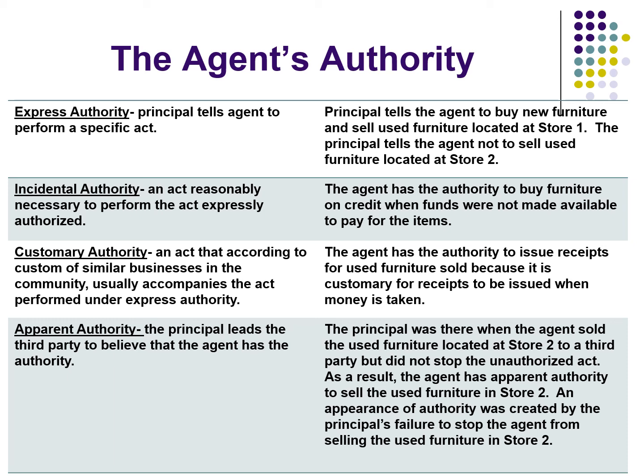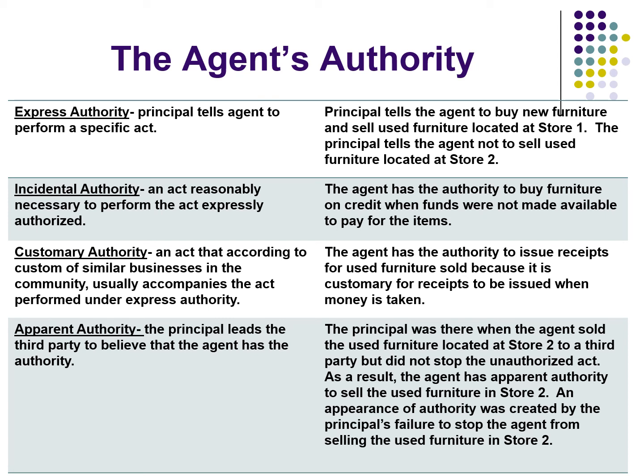Did you get that? The principal was there, i.e. the owner of the store probably, was present when their agent, let's call it the manager, sold used furniture in store 2 to a third party. Now recall, in our example for express authority, we mentioned that the agent was told not to sell used furniture at the location of store 2. And here they are selling used furniture in store 2.